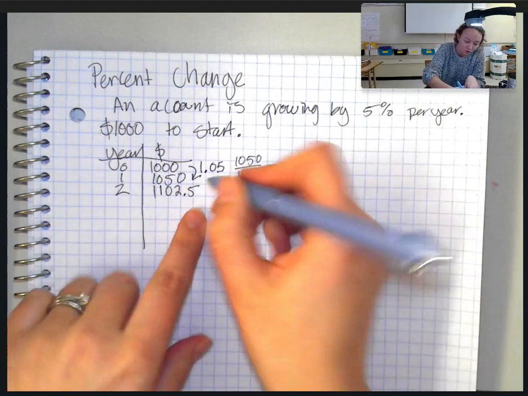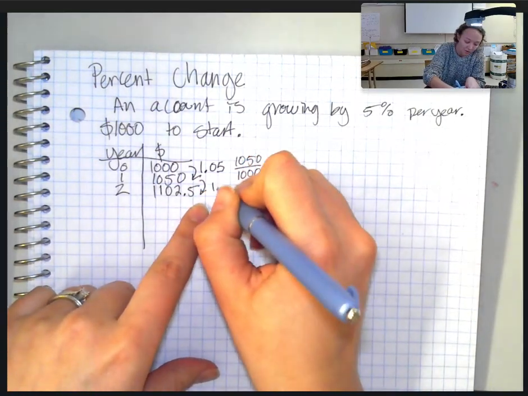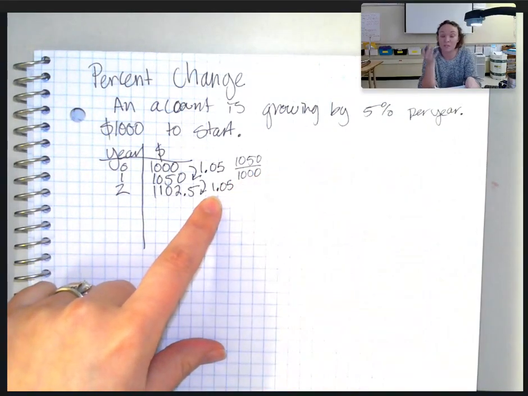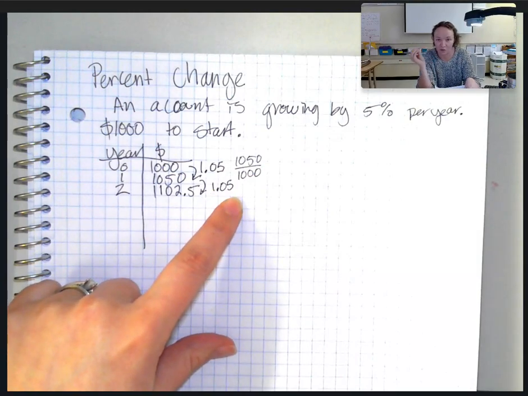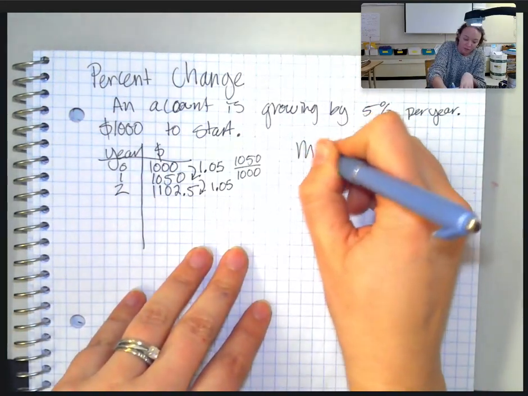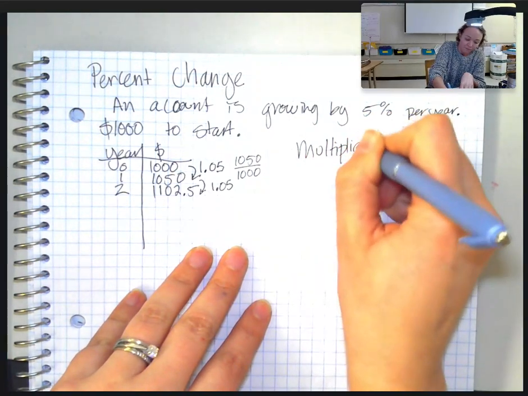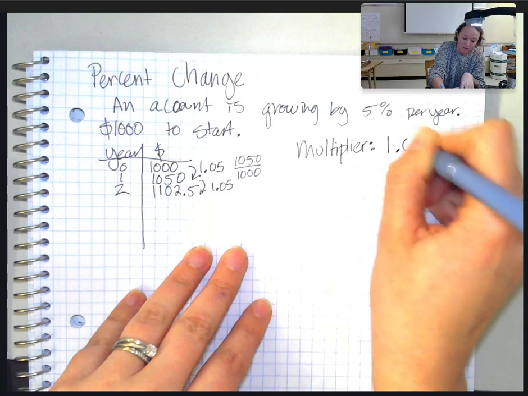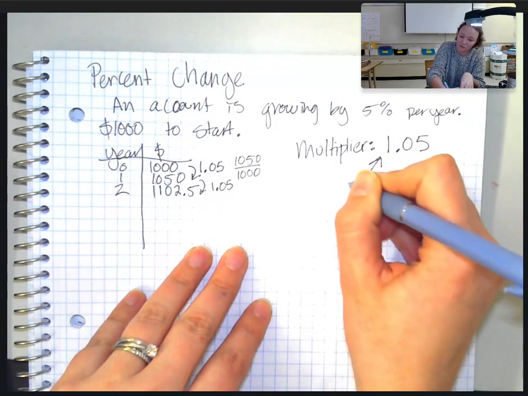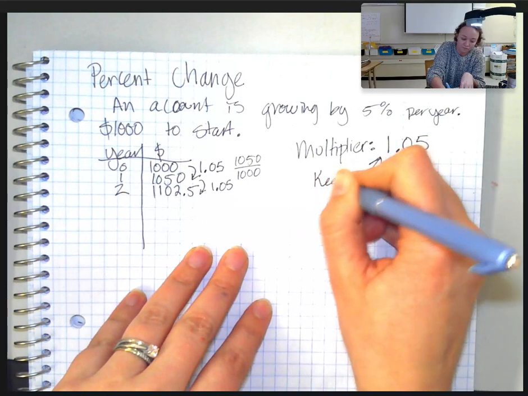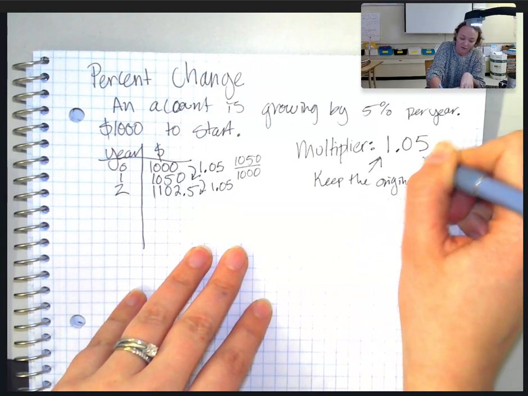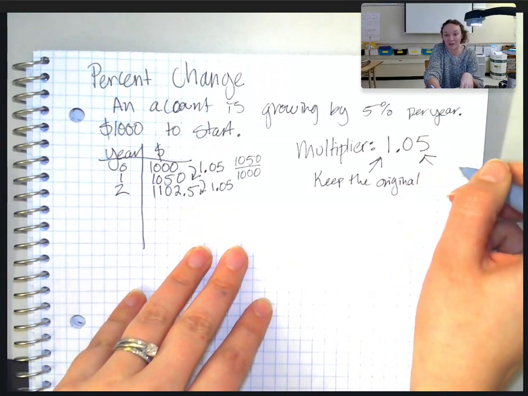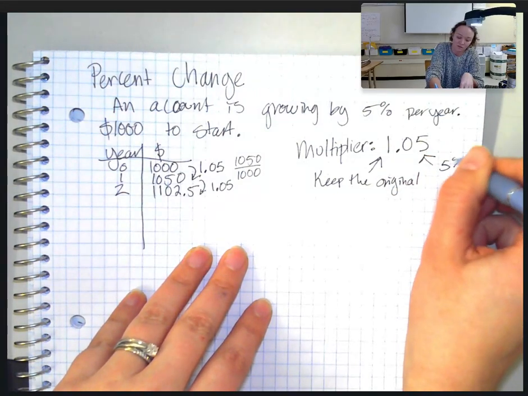And this number should also make sense, this 1.05, because if you think about it, we're keeping all the money we already have in the account, right? That's the one part. And then we want an extra 5%. So it's the 1.05. So our multiplier here is 1.05. The 1 is because we keep the original. And that 5 is because 0.05 is the same as 5%.